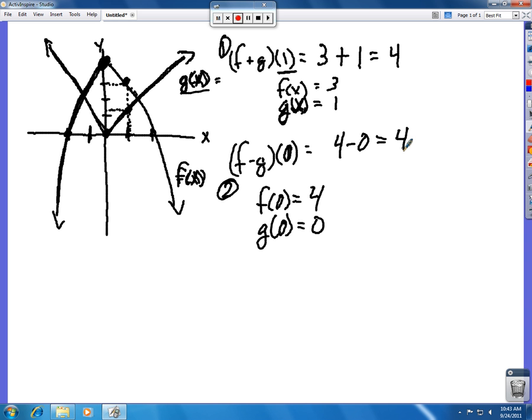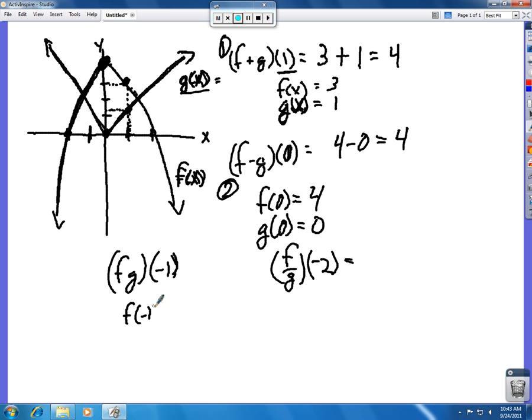Let's go ahead and do multiplication and division. Let's do a different number. Let's do a negative. So let's do negative 1. And then let's do division. F divided by g. Let's make this another negative. Let's do negative 2. I'm trying to pick numbers that are easy to decipher on my graph here. So we have f of negative 1, we have g of negative 1.